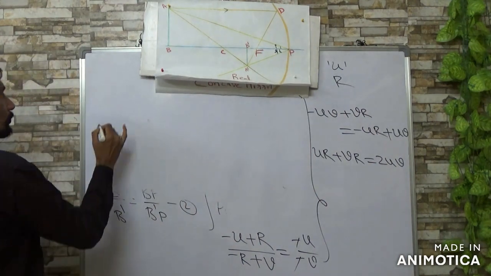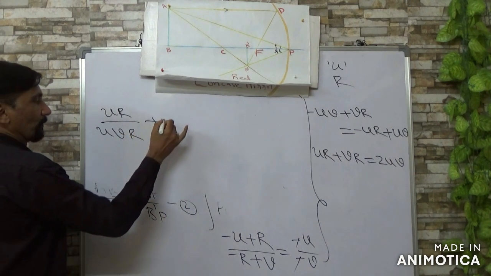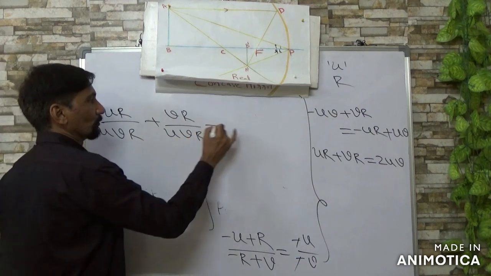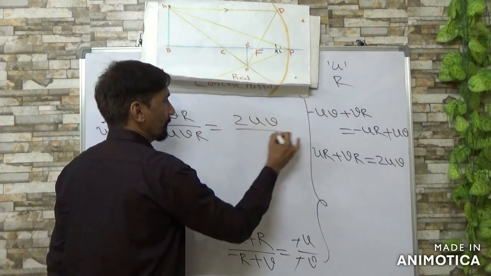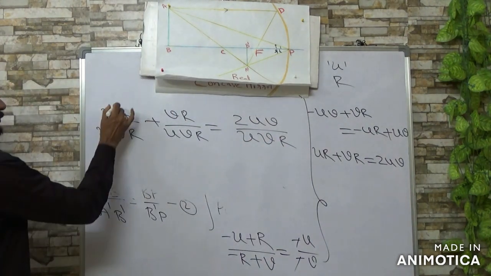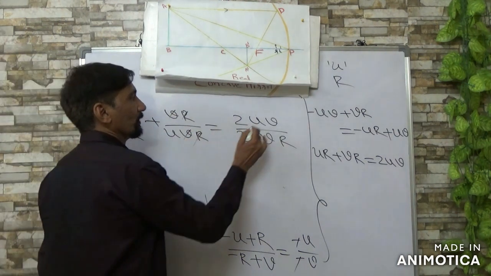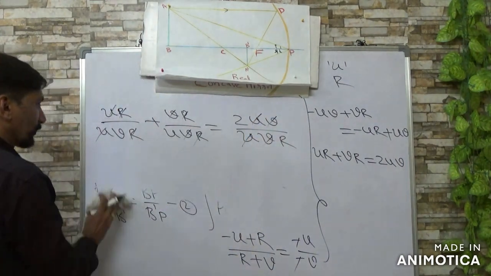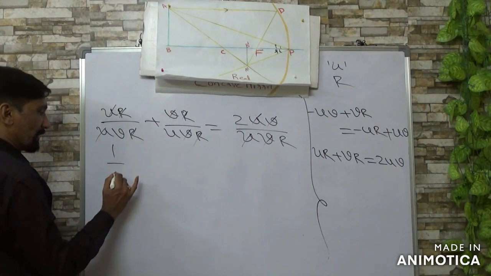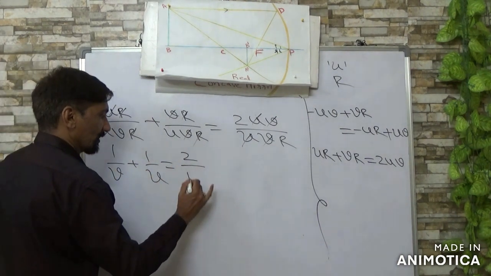So UR by UVR plus VR by UVR equal to 2UV by UVR. R cancels here, UV cancels there. Now it is 1 by V plus 1 by U equal to 2 by R.